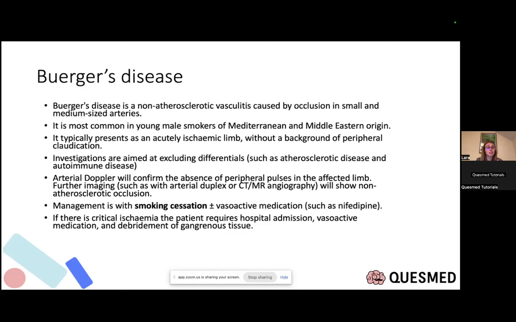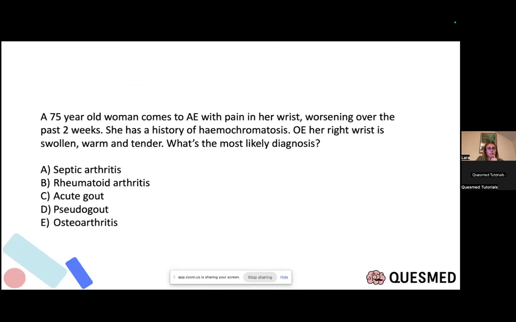The way that you can diagnose it is you can do MRA or CTA, and that shows you there's no atherosclerotic plaque. So it's unlikely that this is familial hypercholesterolemia in a young person, and more likely to be something like Berger's disease. If there are no questions about that, we'll keep going and I won't read the questions out.